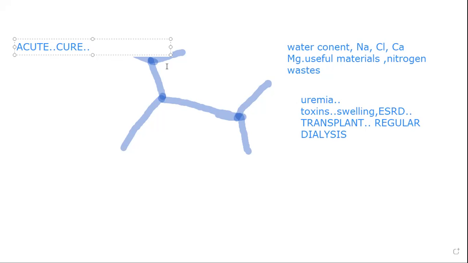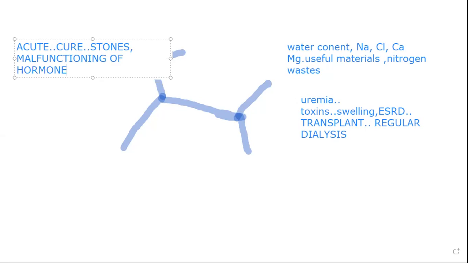The acute renal failure can be cured very much, and it may be because of kidney stones. It can be because of malfunctioning of the hormone for a short period of time because of any kind of disease. It can be because of any other medical situation, like women that are expecting, they face many problems also.